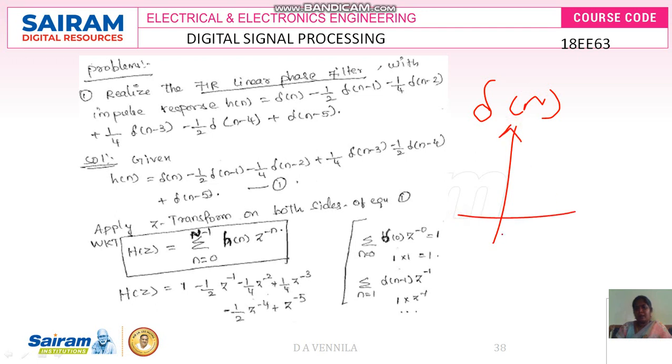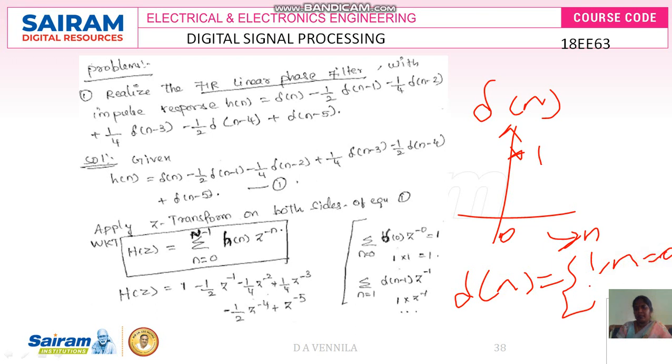The value del of n will be 1 when n equal to 0. In other places, it is 0, that is, 0 when n is not equal to 0.